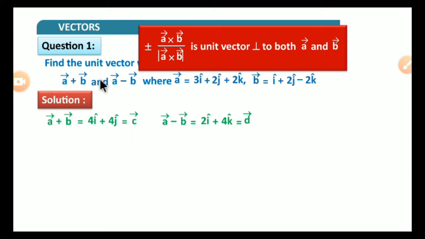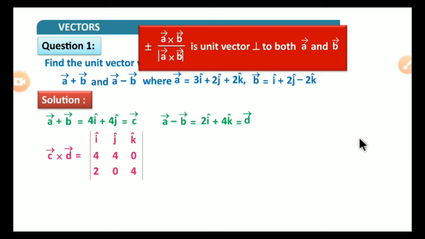So now we have to find the unit vectors which are perpendicular to both a plus b and a minus b. Let us find C cross D. Therefore C cross D is in the form of a determinant: in the first row i, j, k, and in the second row 4, 4 and 0, because there is no coefficient for k here. Next for the third row, we are going to take 2, 0, because there is no coefficient for j here. Therefore 2, 0 and 4.